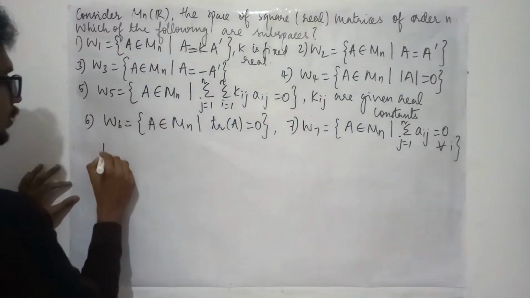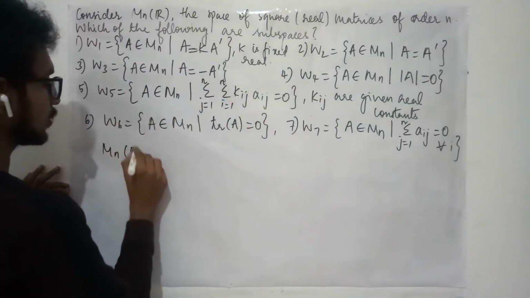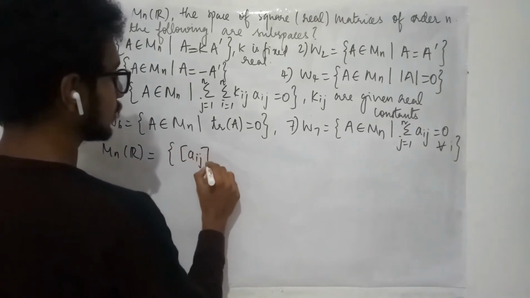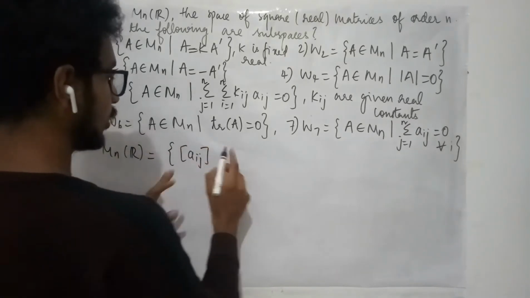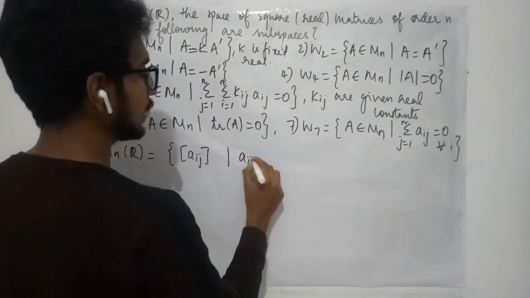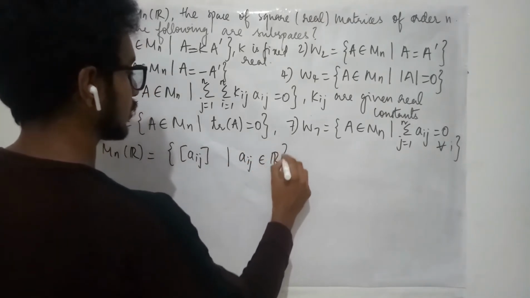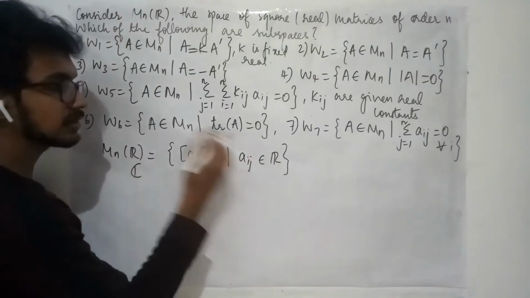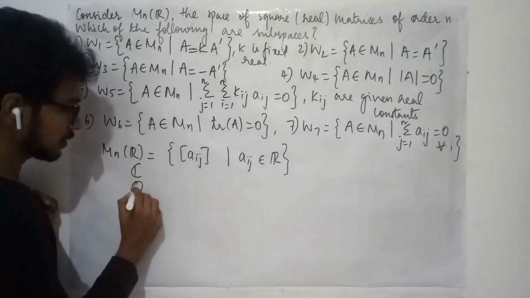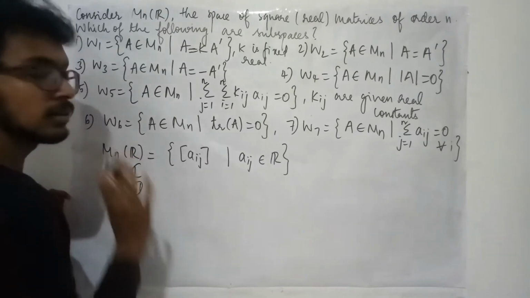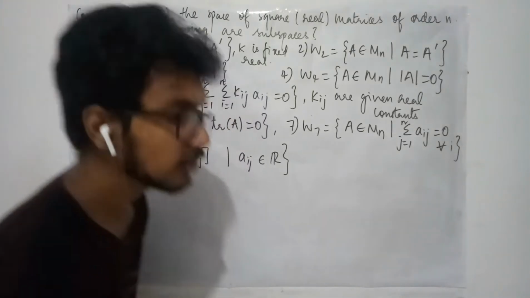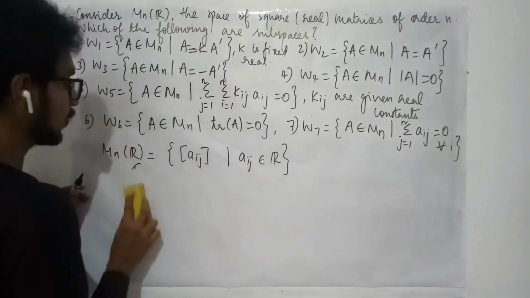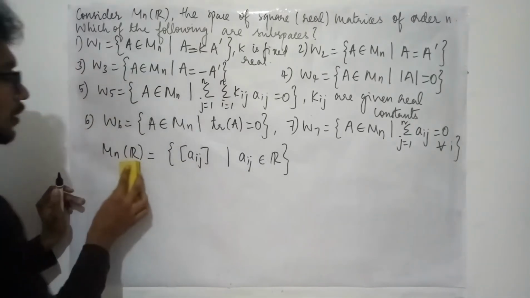Here this Mn of R is going to collect the matrices where the entries are real. So if we specify C here, it means the entries are complex. If we specify this as Q, then the entries are rationals. If it is some finite field, it is going to collect the entries from the finite field, right?